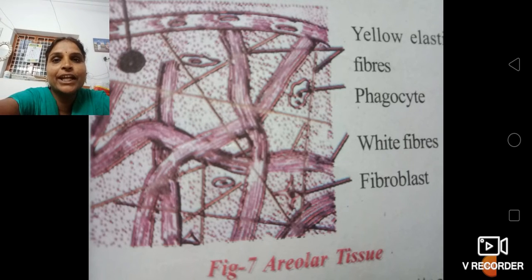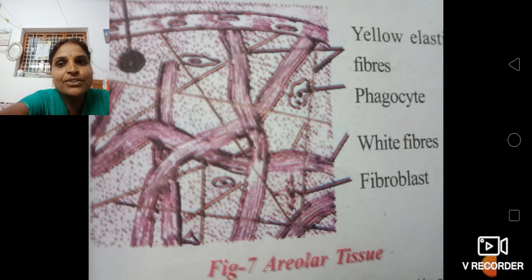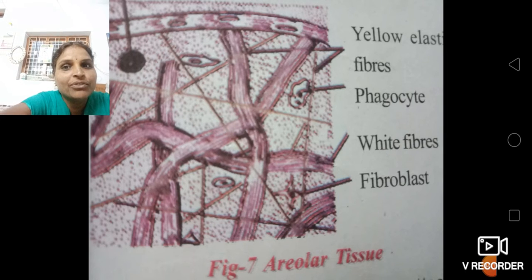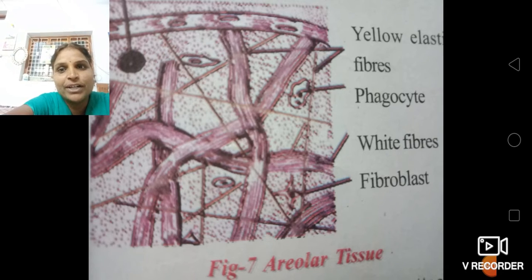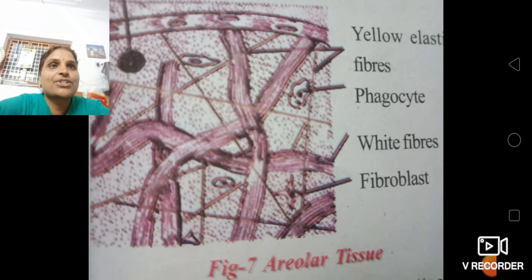What is this? Areolar tissue. The muscles in our body are attached to the skin and bone by this type of tissue. We can see this type of tissue around blood vessels and nerves also. This is the areolar tissue.